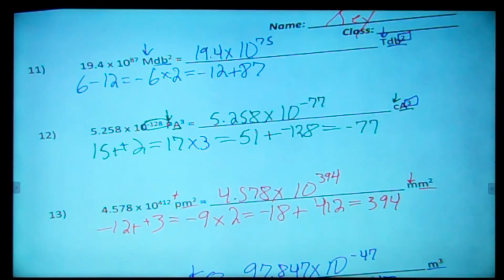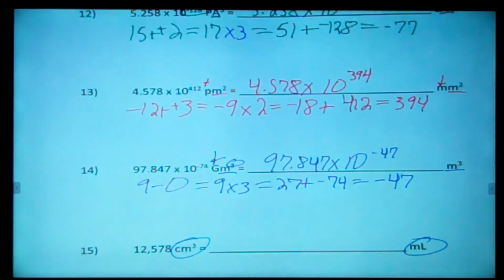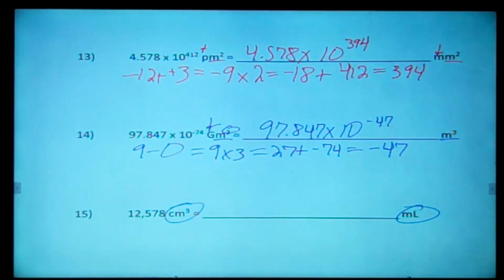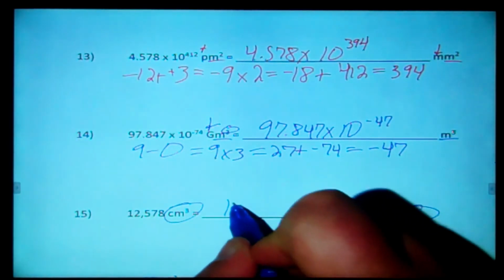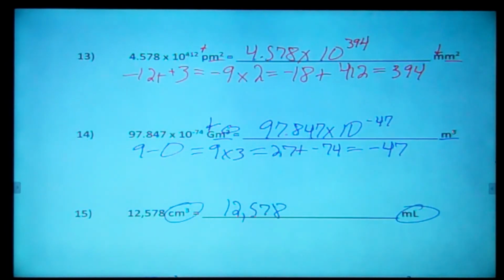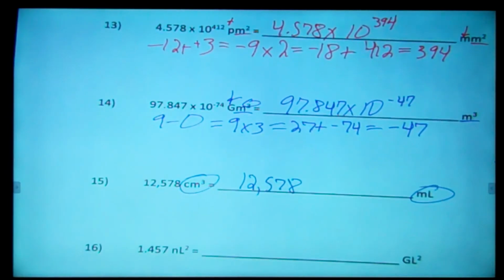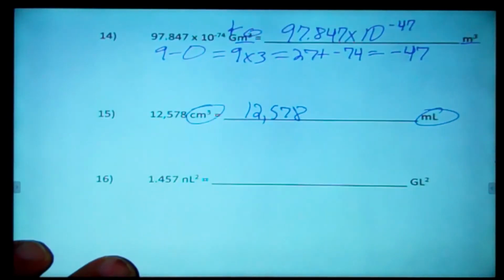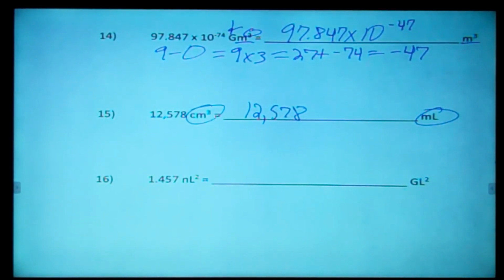Next one. I have centimeters and milliliters. Oh, centimeters cubed and milliliters. Copy and paste. You can't even see that. I'm getting carried away. Centimeters cubed and milliliters. Copy and paste the number. So 12,578. I'm done. It's that simple. Watch for the trick. I'm telling you, you're going to see that trick.